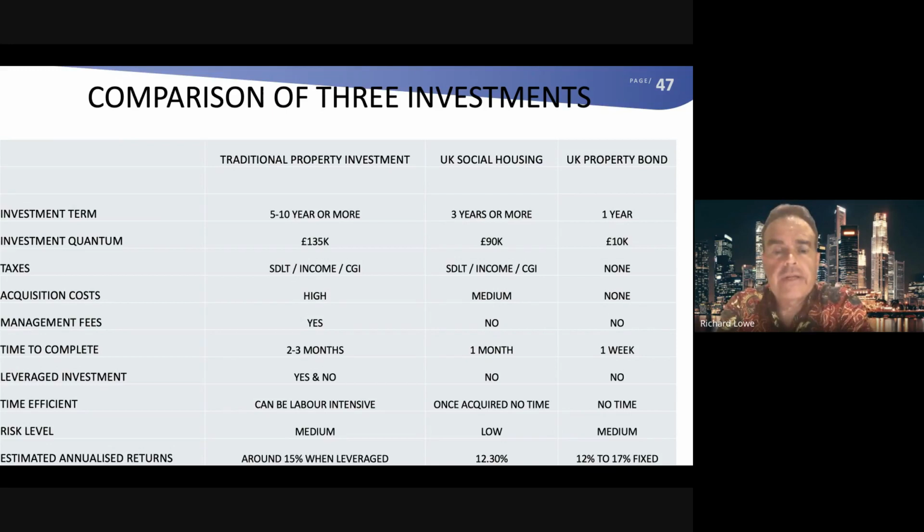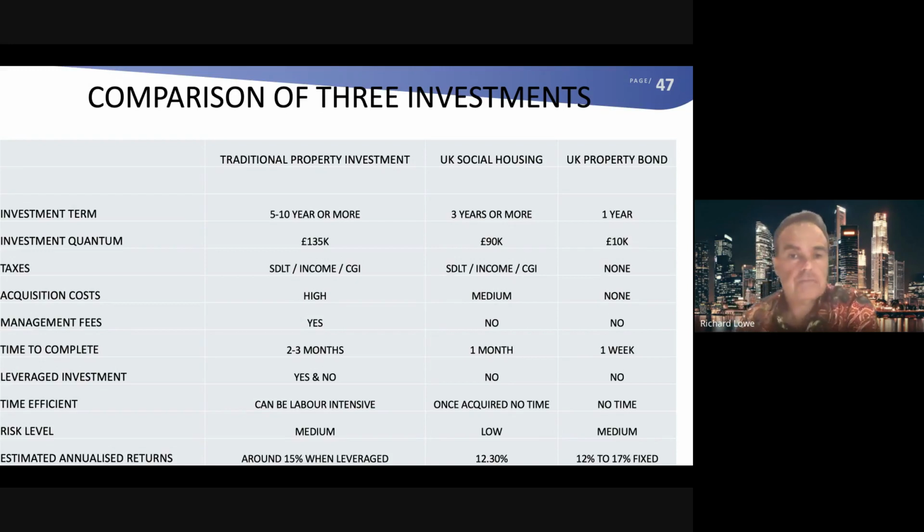UK social housing, I should say there are other acquisition costs. The other one is really the legal fees that you would pay. For the UK social housing, the acquisition cost, I would say, is medium to low. As I say, there's very little in the way of stamp duty because most of the individual units are all under £250,000. So you're really looking at some legal fees and some of the ancillary stamp duties. And for the property bonds, again, there are no acquisition costs. So all of your money is going into your investment.